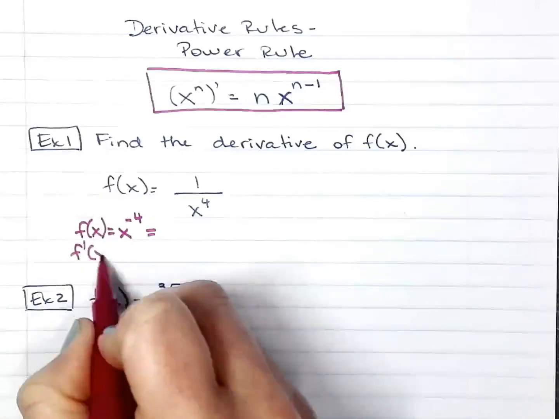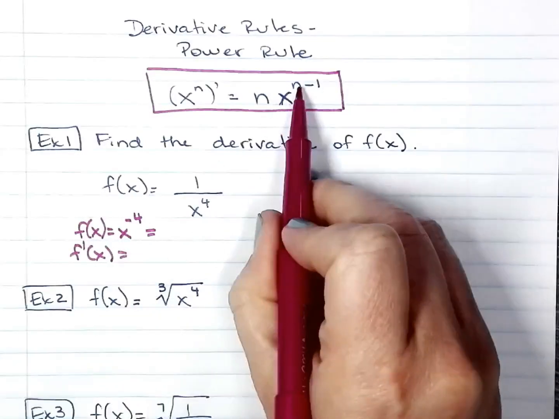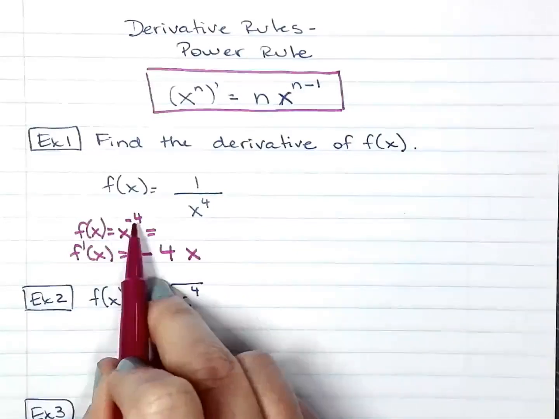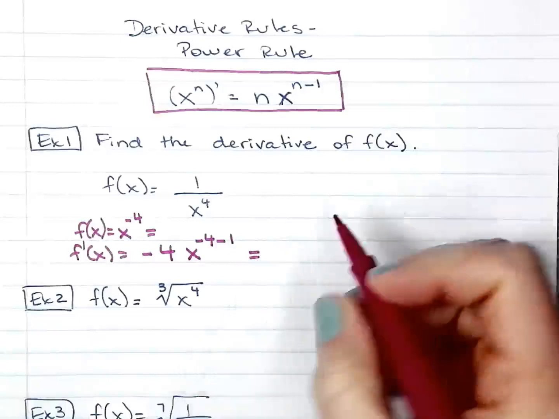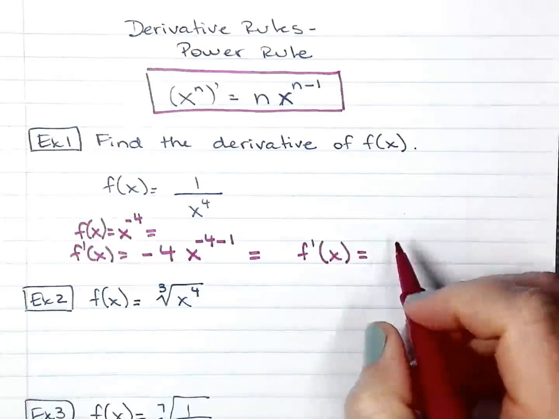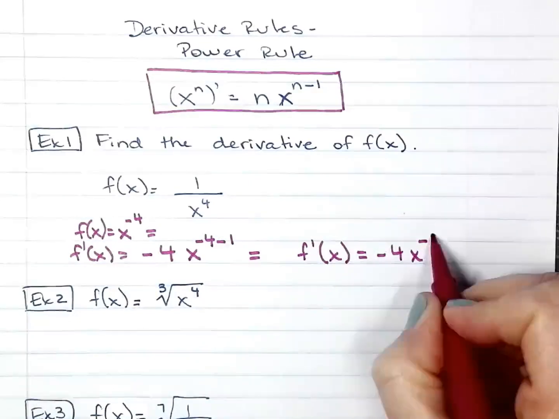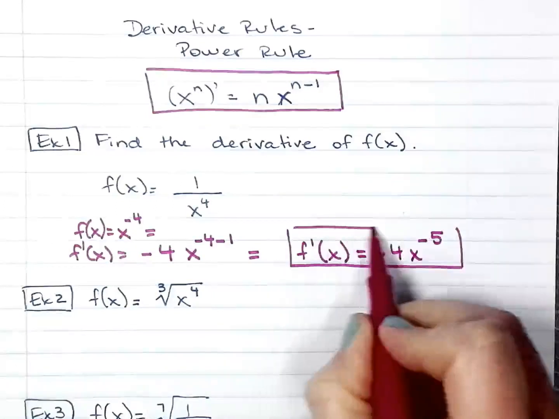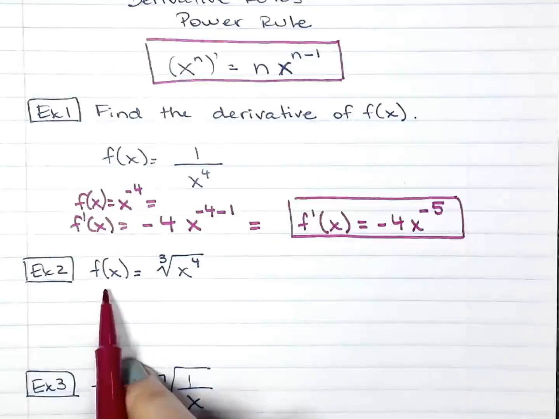So the derivative of f of x right there: negative 4 goes out in the front, like it did here. And then I will decrease 1 from the exponent. So negative 4 minus 1. Simplify and make it pretty. So the derivative of that function will be negative 4x to the power of negative 5. Just that.